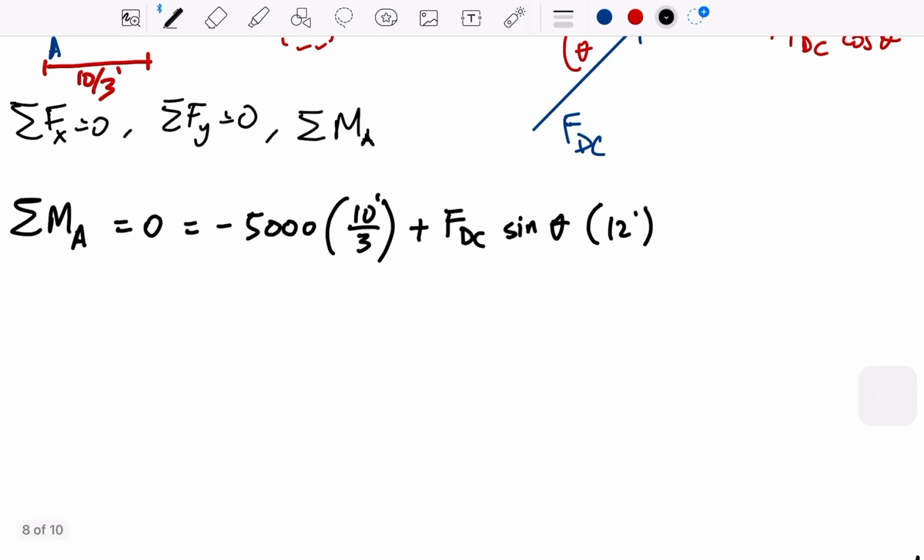And let me give you the final results. You can also check if you want to calculate with your calculator. So FDC is 3610.5 pounds.